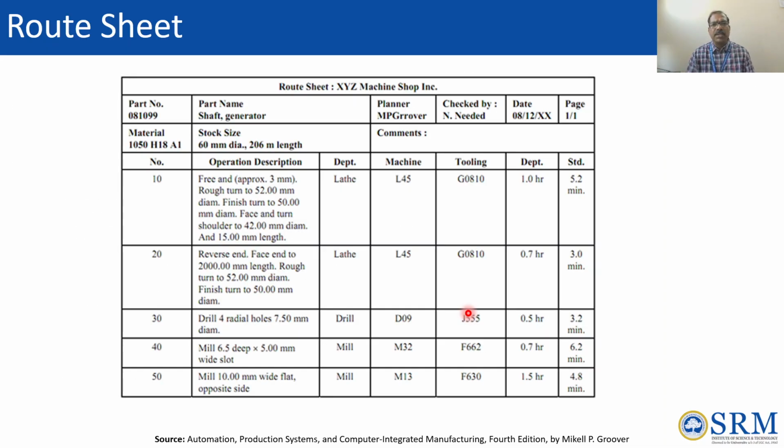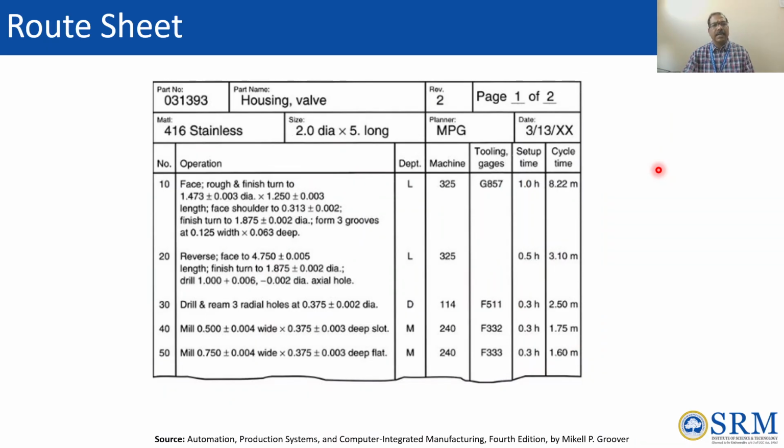So this is an example of a route sheet. Maybe we discussed this route sheet long back, for a simple example like a selection of process. Here the route sheet gives what the operations are, which machine is going to be used, what kind of tool is going to be used, under which department, how much time is required, and all the sequence of operations. So an overview will be given in this route sheet. And this is another example of a route sheet.